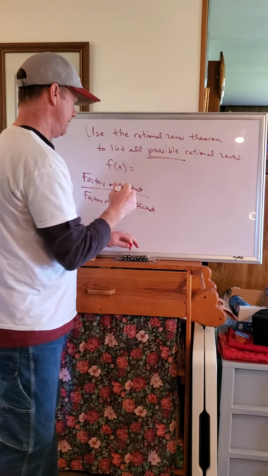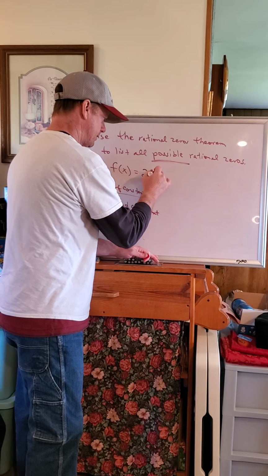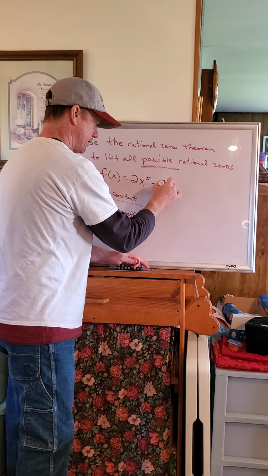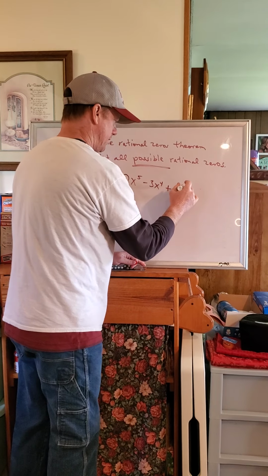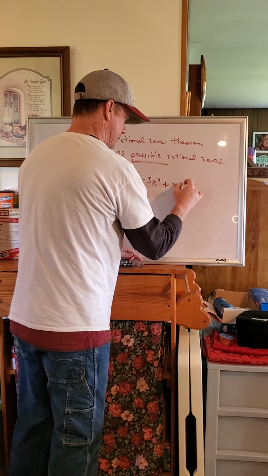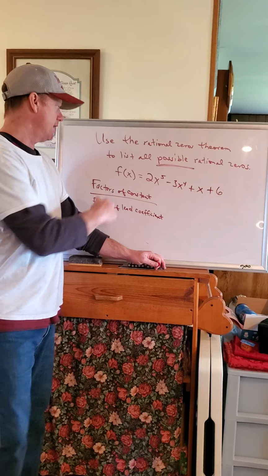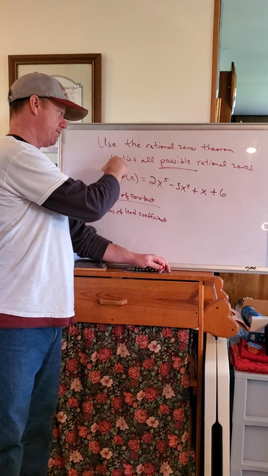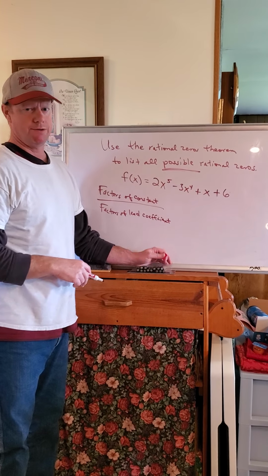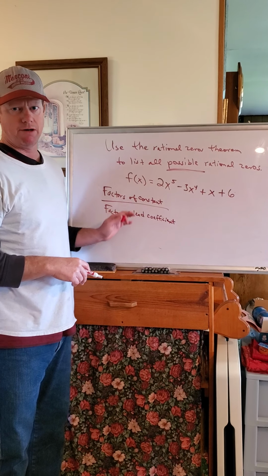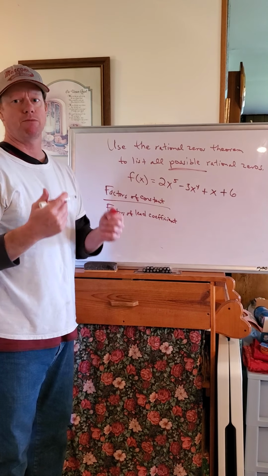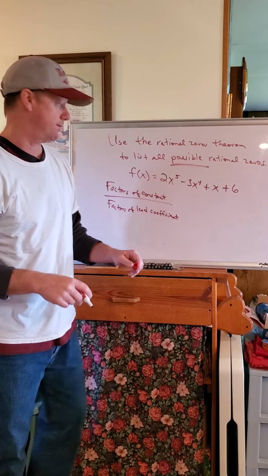So say our function equals 2x to the 5th minus 3x to the 4th plus x plus 6. Say we have that as our polynomial function. Once again, if you have to use the rational zeros theorem to list all possible rational zeros, it's going to be the factors of the constant over the factors of the lead coefficient, and you put plus and minuses in front of all your factors.